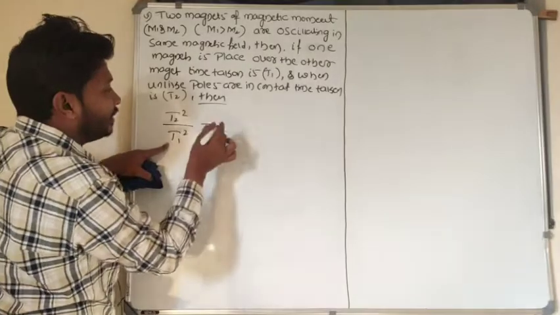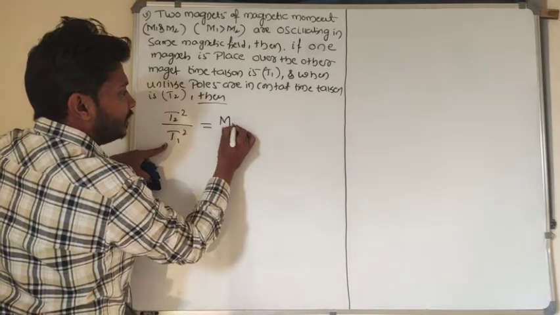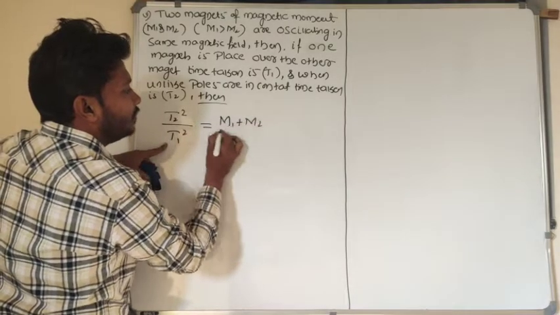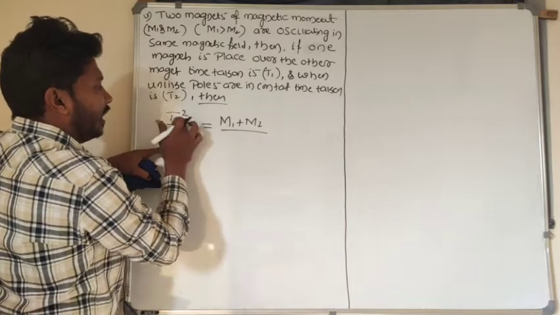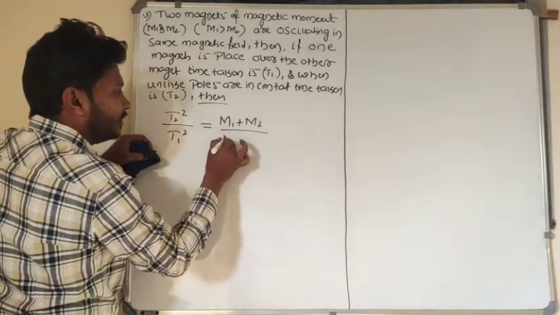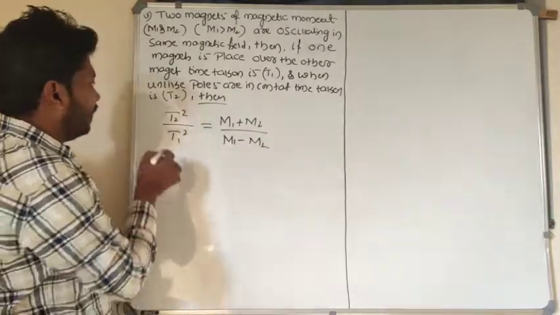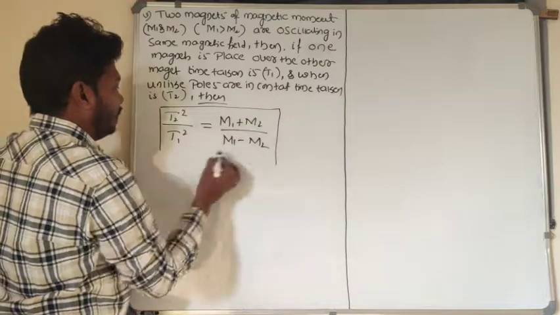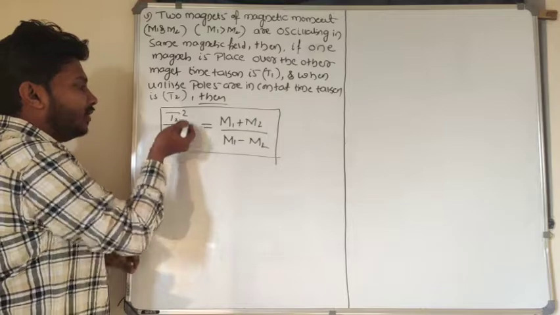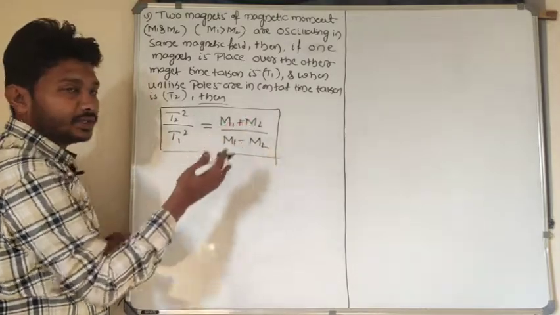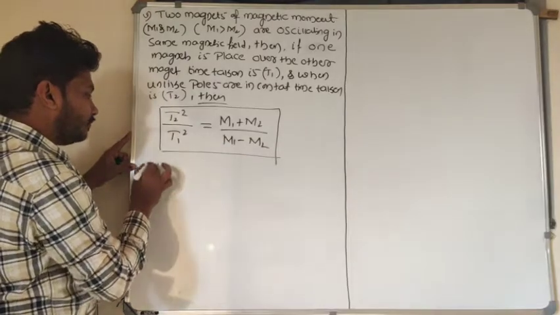Time period and magnetic moment are inversely proportional. If I write m1 plus m2 in the denominator, then it should be in the numerator for the other. Like poles are in contact, m1 plus m2 here. Unlike poles are in contact here, that is m1 minus m2. This is the required formula. Now I will rearrange it. I got the t2 by t1 ratio. Now I can consider the m1 by m2 ratio. Make that cross multiplication, right?